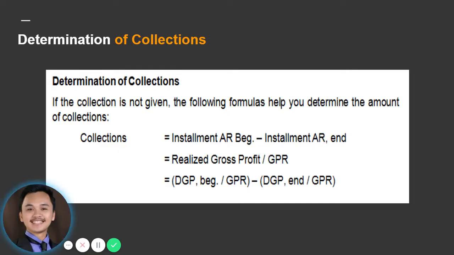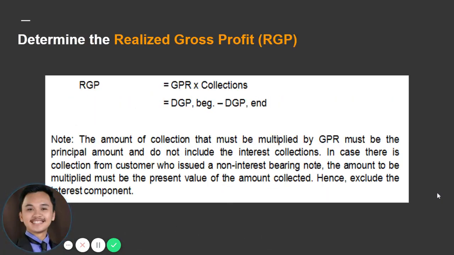Or if the two mentioned formulas cannot be applied, let's opt with this one. By the way, this third one is just the short term of the second: DGP beginning minus DGP end. The difference of DGP beginning and DGP end is your realized gross profit over GPR. So technically, these two are simply the same. Okay? So again, if the problem does not give you the total amount of cash collection, then you may use this formula to compute such.